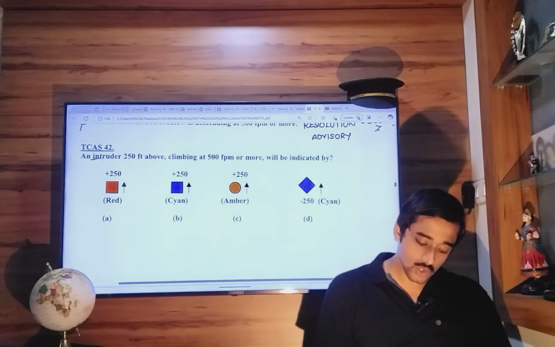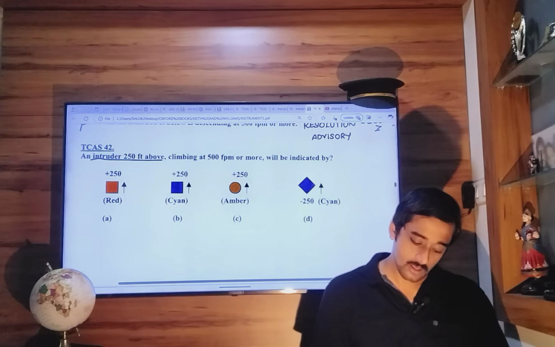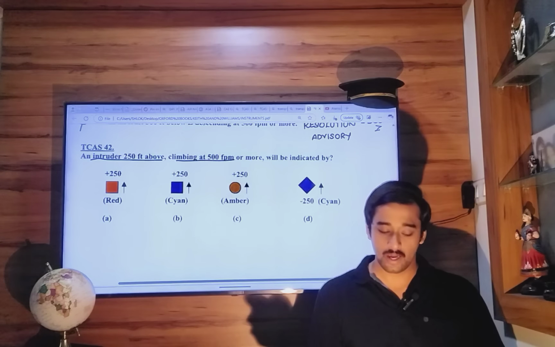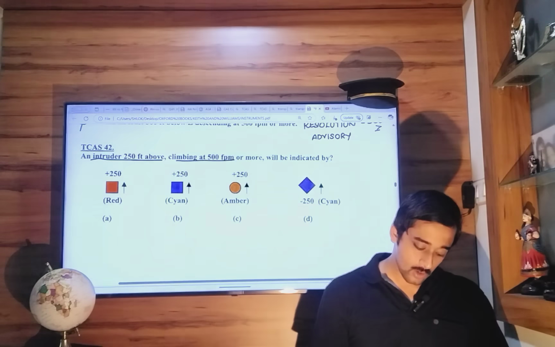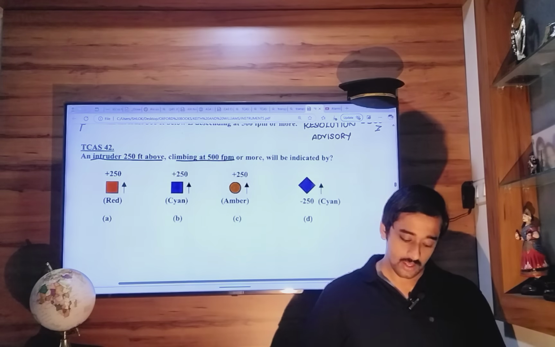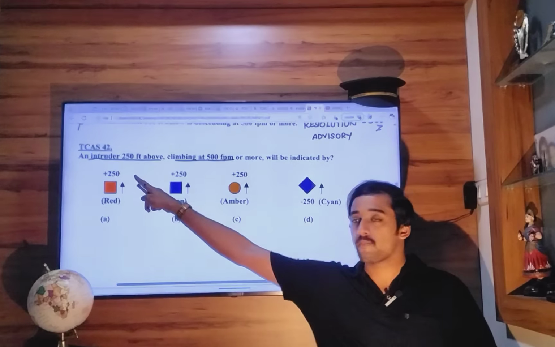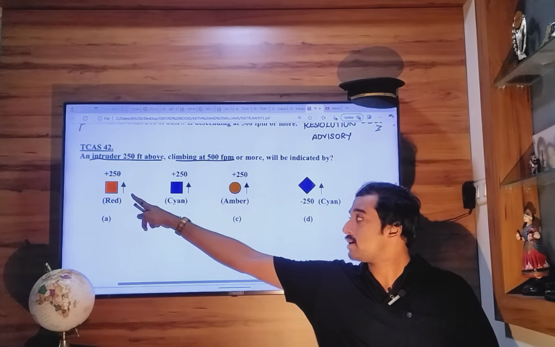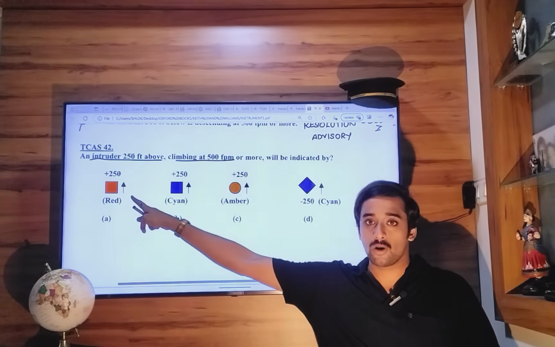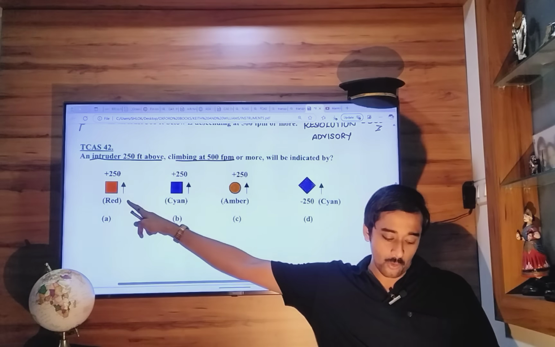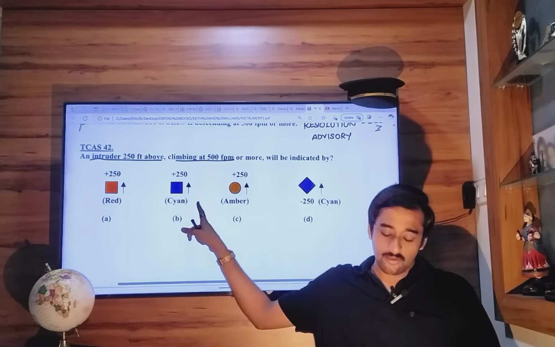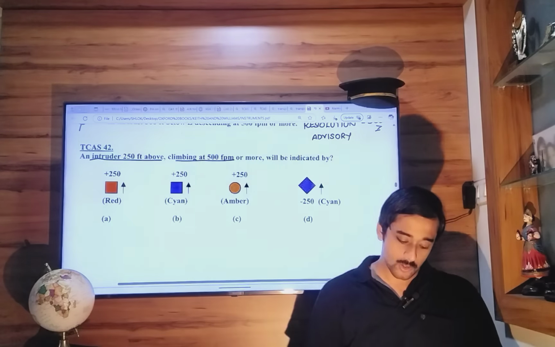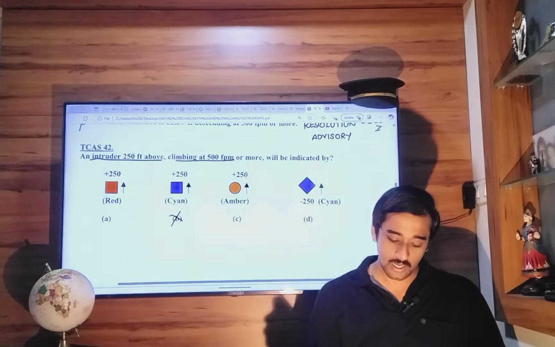Next, an intruder is 250 feet above you, climbing at 500 feet per minute or more. How will it be indicated? Option A: red square, 250 feet above you shown by plus 250, climbing at 500 feet per minute shown by this upward pointing arrow. Then we do not have any symbol which is a blue square, so option Bravo is immediately wrong.